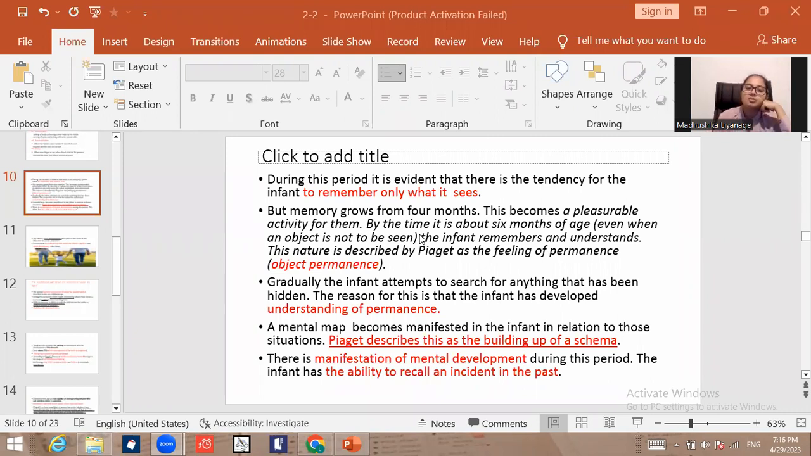By the time it is about 6 months of age, even when an object is not to be seen, the infant remembers and understands. This nature is described by Piaget as a feeling of permanence. So let's say the object permanence. This is very important. Right? So, what is object permanence?